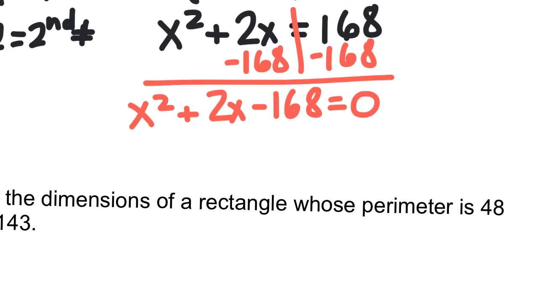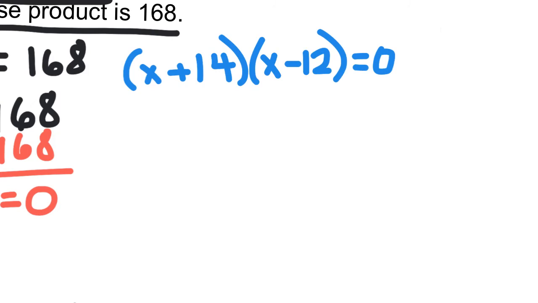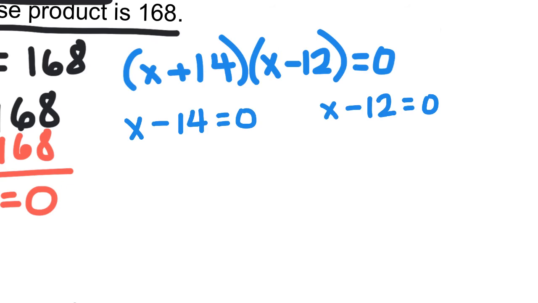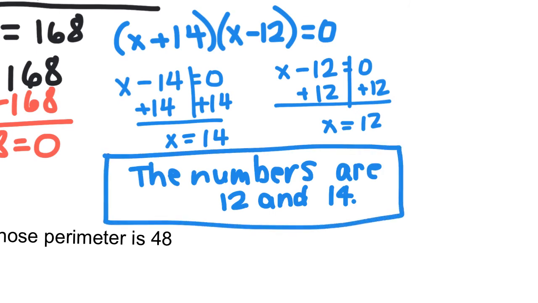Now please pause the video while you factor this equation. Now the factors are x plus 14 and x minus 12. We'll take each of those factors and set them equal to 0. Please pause the video here as you solve the equations. So finally, we have that the numbers are 12 and 14. Those are the two consecutive even integers whose product is 168.